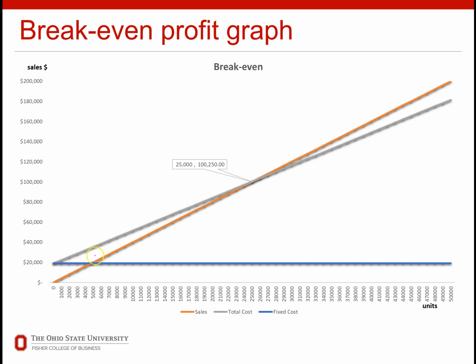So this area down here would be where the company is losing money, as costs exceed sales, and anything above that break-even point, which is approximately right around 25,000 units or $100,250 in terms of sales dollars. So that's our break-even point. When we cross over that, well, then the business is producing a profit. So in essence, again, just a graphical representation of the break-even profit.